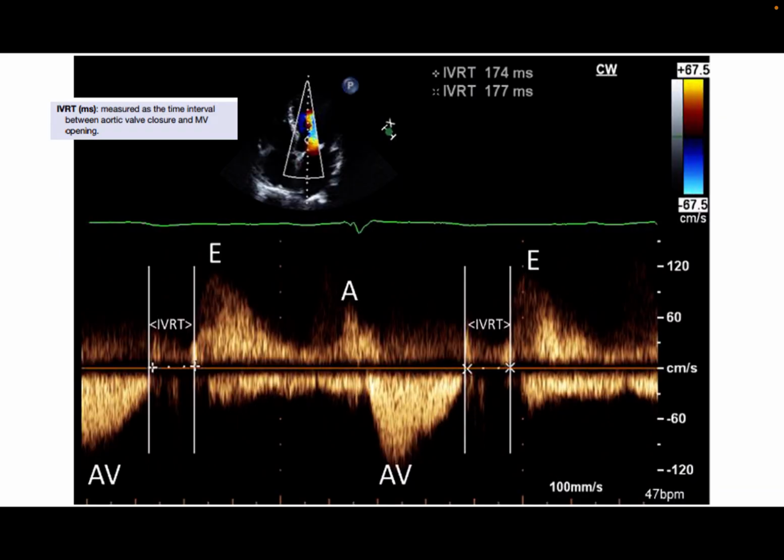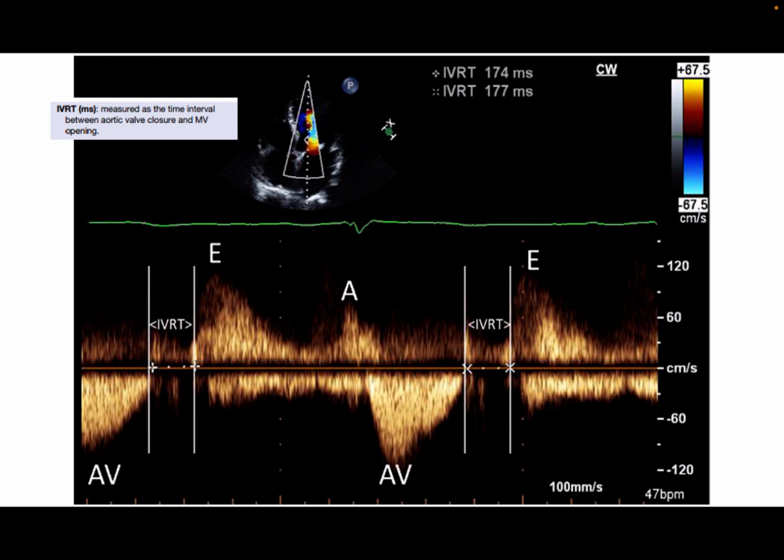IVRT, or isovolumic relaxation time. IVRT is the interval from the aortic valve closure to mitral valve opening. The energy-intensive unplugging phase of diastole.